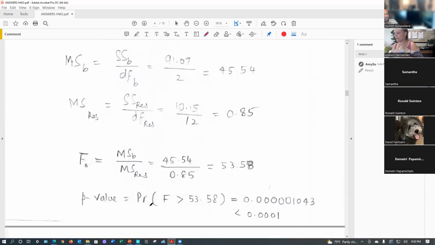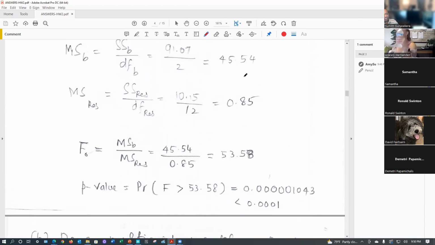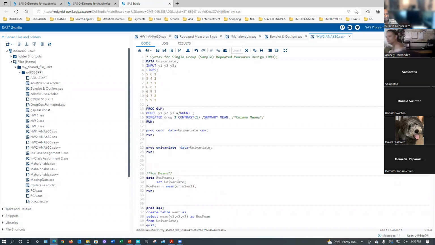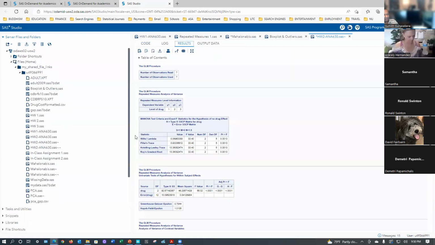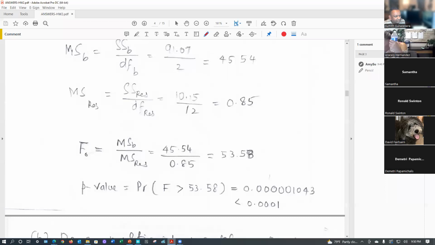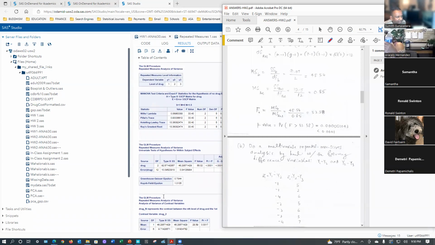And then p-value is nothing but the probability F is greater than 53.58, which is what I got. So do we get the same values when we run our homework one? Okay, let's compare and contrast. Here, around 45, 46. Sorry, I'm looking at the wrong place.